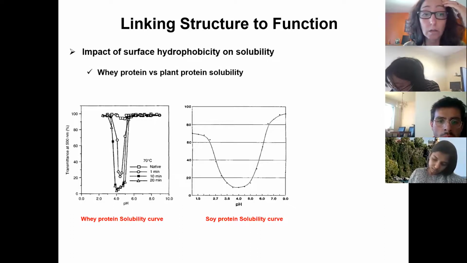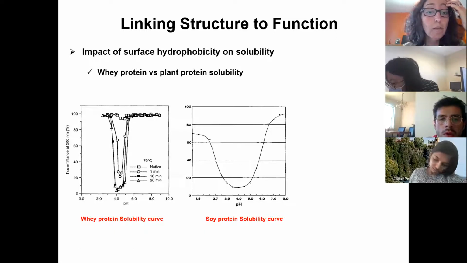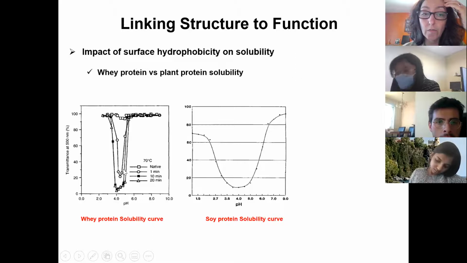However, heat the protein. So this is native. We heat it at 70 degrees, which is around the denaturation temperature of whey protein in general, the average. Even if you heat it for 1 minute, you have denaturation occurring. Of course, less than 10 minutes and 20 minutes.